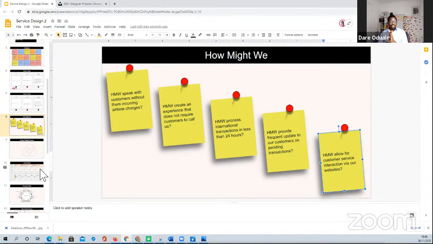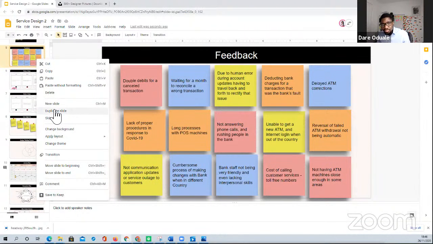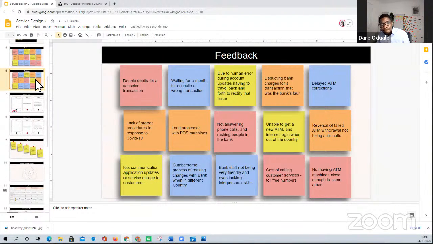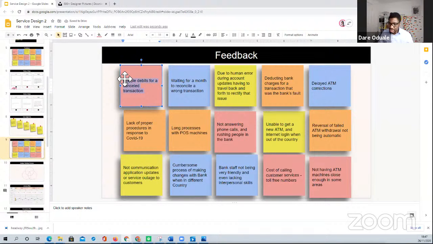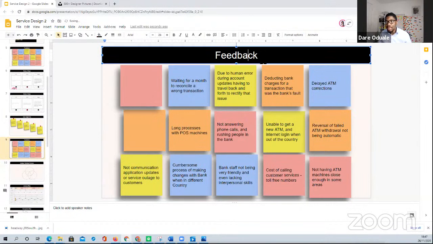So the next thing we want to do normally is that, because what we've done is that we've just defined our problem. The next thing we want to go to now is to ideate, come up with so many ideas, where we say, oh, let's do this, oh, let's do that. So at this point, what we are doing is trying to come up with different ideas.